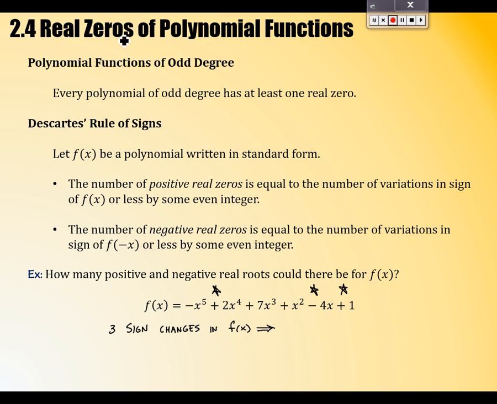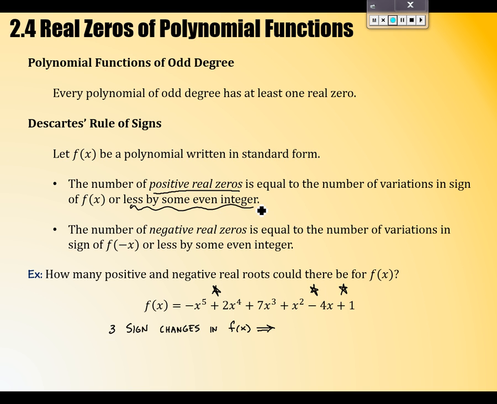Okay, so 3 sign changes in f of x. Here's the big news, though. This is what that means for us. It means that this is for real zeros. We're trying to keep track of rational zeros. Now we're talking about real zeros. It says the number of positive real zeros, and by positive real zeros, I mean the number of times that it touches the x-axis on the positive side, is equal to the number of variations in sign, or, this is a little bit weird to say, or less by some even integer.